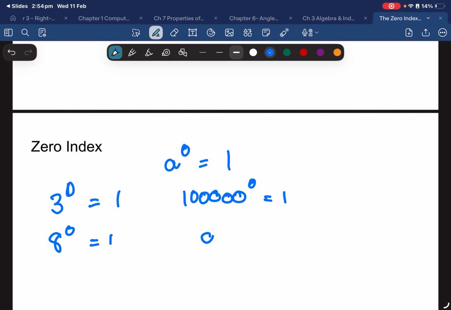If I have a letter, say for example, let's go G. I haven't done a G for a while. G to the power of 0 equals 1.